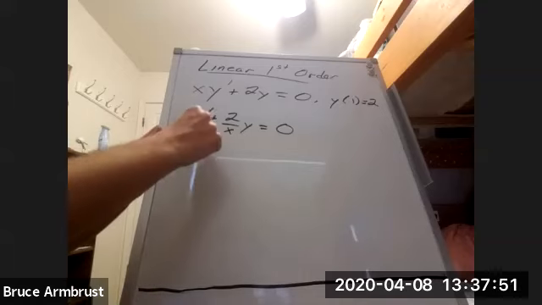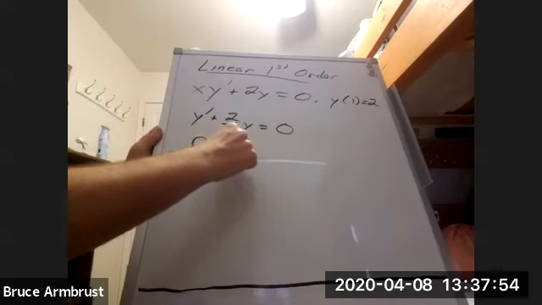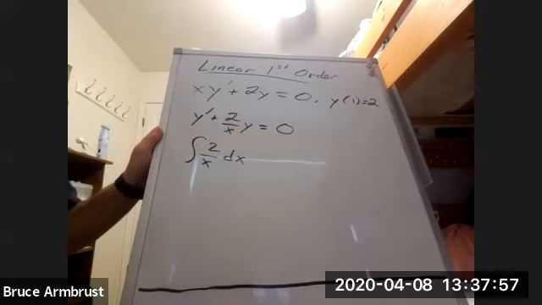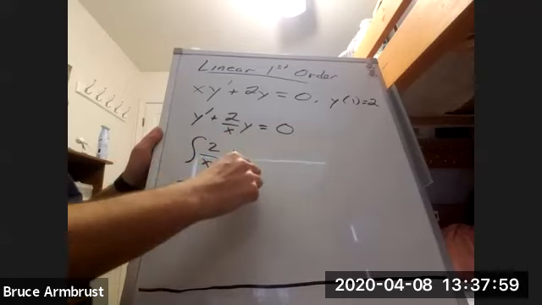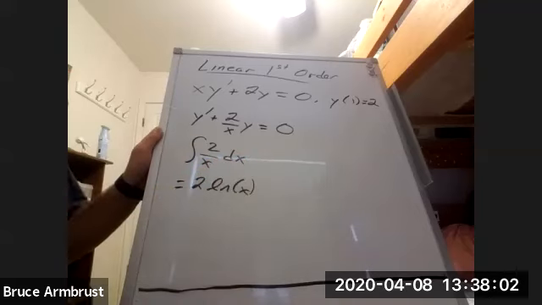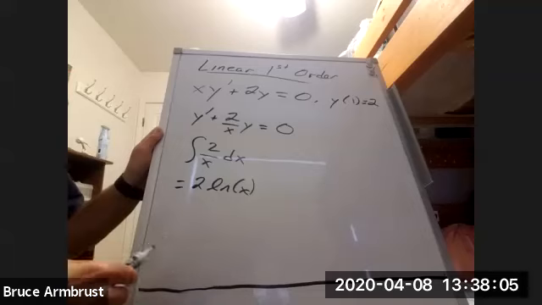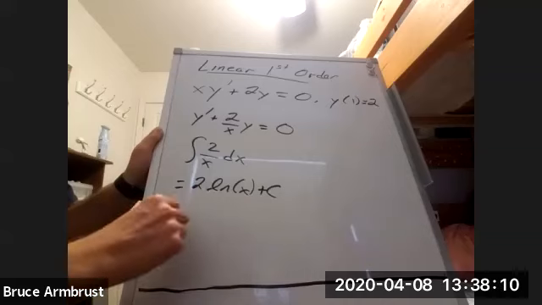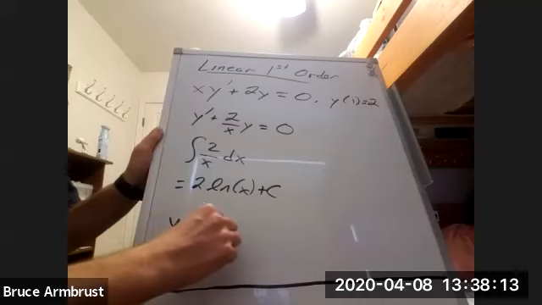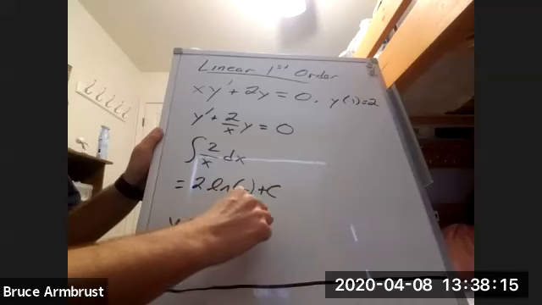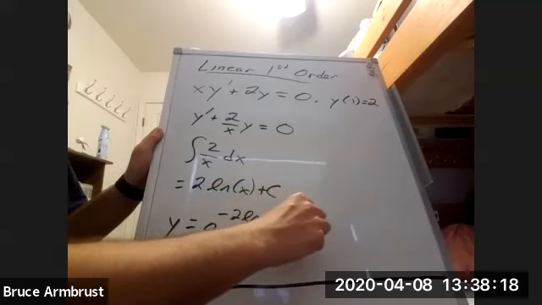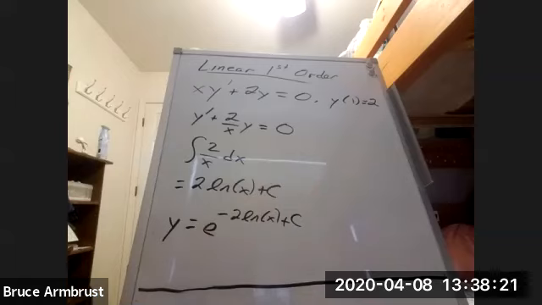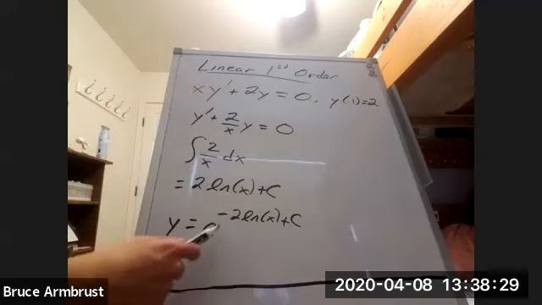So we need to integrate p of x. So we're going to integrate 2 over x, which gives us 2 natural log of x. We need to make it negative, and then put my plus c, and then raise e to that power. So we're going to get y is equal to e to the negative 2 natural log of x plus c. But this one I want to do a little bit of work on just to make it a little bit nicer before we plug in the values, because we can simplify this a bit.